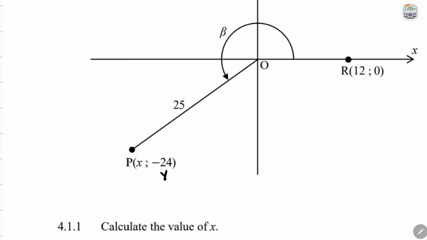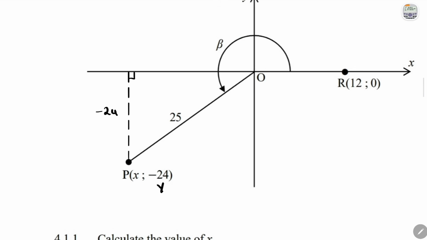So the value of y, if you were looking for this point, it would be x units to the left and 24 units down. So that is the value of y. We'll go ahead and draw a line up to the x-axis, and it's perpendicular to the x-axis. And so this is -24. So that is the y value it represents. And all we have to do is find the value of x.